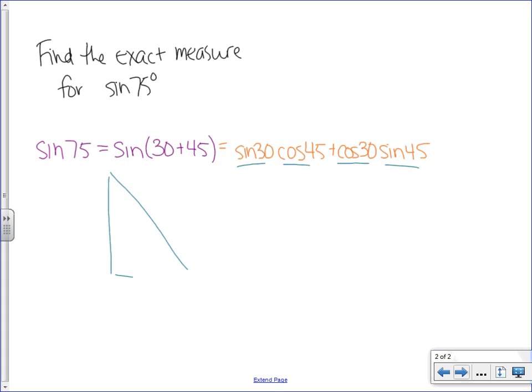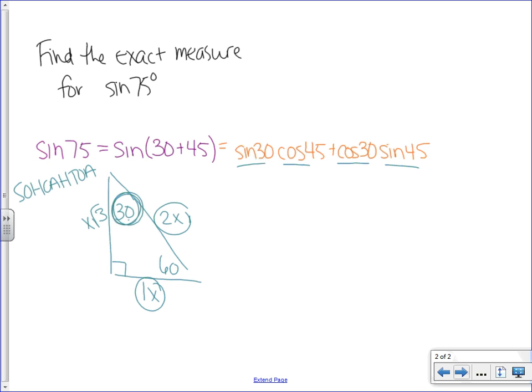Okay, first let's tackle the 30. Here's 30, here's 60. I've got 1x, 2x, x radical 3. I told you guys I have to draw this every time I do this. So for this sine of 30, I'm right here, and I'll even write SOHCAHTOA so I don't screw this up. Sine is opposite over hypotenuse, so I'm doing the opposite side over the hypotenuse. That's going to be 1/2.